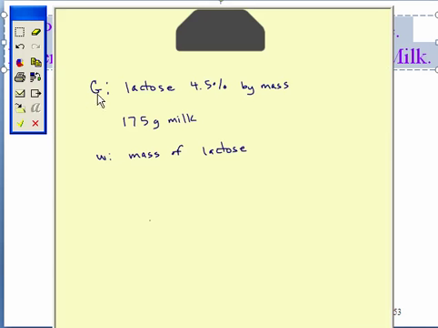Okay, so the first thing we want to do is write out what we're given. Lactose is 4.5% by mass in milk, and we're also given 175 grams of milk. What we want is the mass of lactose in this amount of milk. So basically, we have to take 4.5% of 175.